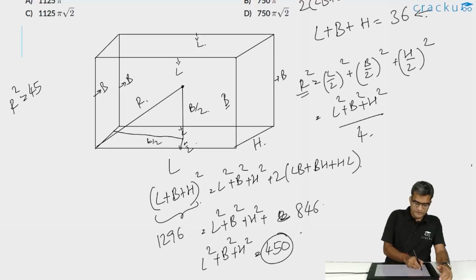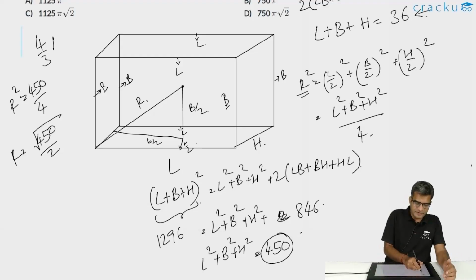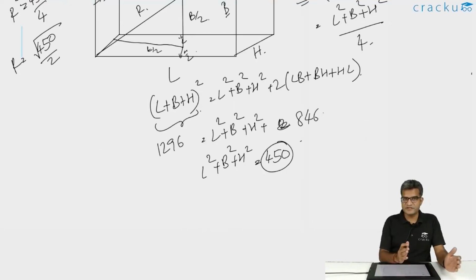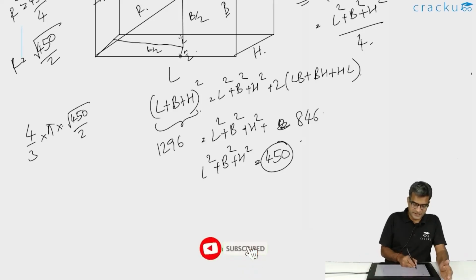is equal to 450 divided by 4, or the value of R is equal to square root of 450 divided by 2. The volume of the sphere, once you know the radius, is given by the formula 4 by 3 pi r cube. In this question, we know the radius. So the volume of the sphere will be 4 by 3 into pi into r cube, which is basically r square into r. So that is square root of 450 divided by 2, into r square, which is 450 divided by 4.